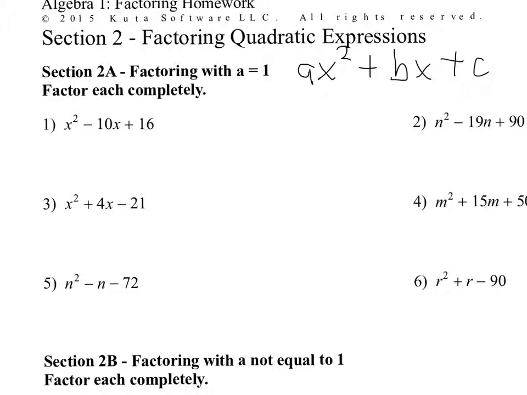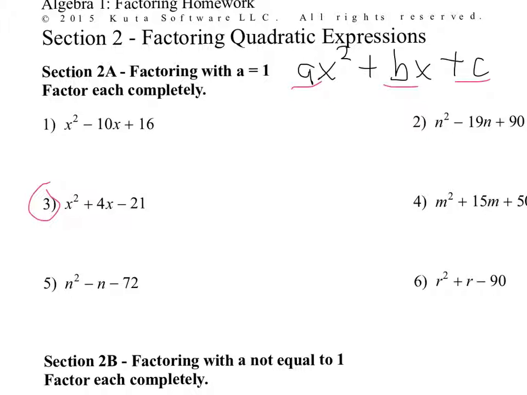But a is always the number in front of x squared. b is always what's in front of x to the first power, and c is our number term, or our constant term, it's called. Okay, so we're going to look at number 3 here, factoring the trinomial x squared plus 4x minus 21. This kind of factoring is the opposite of foiling, or multiplying two binomials together. So our answers are going to end up being a binomial times a binomial.